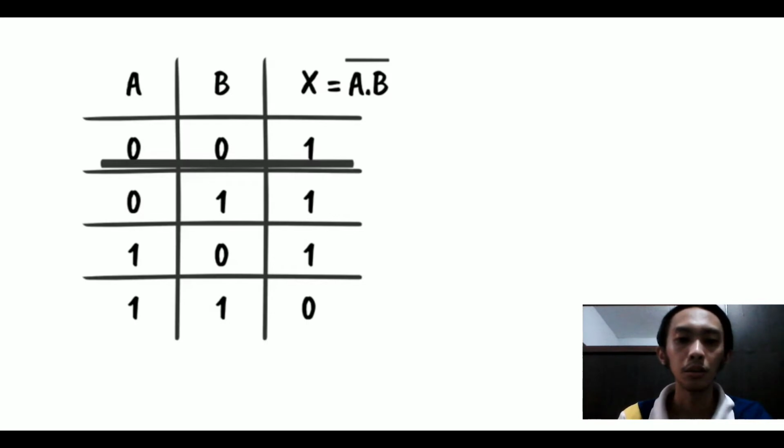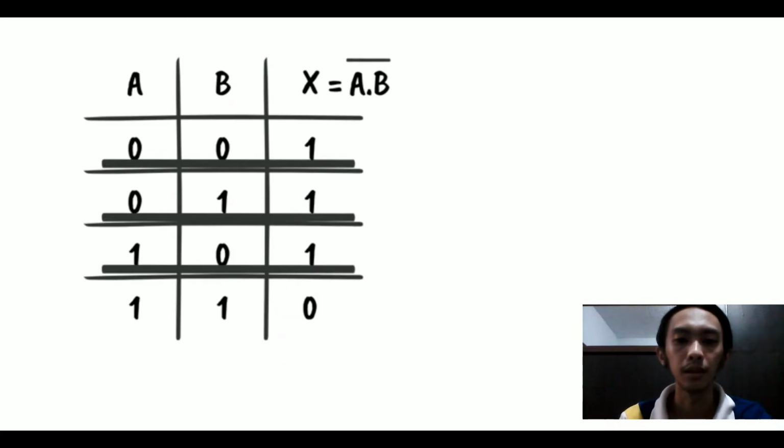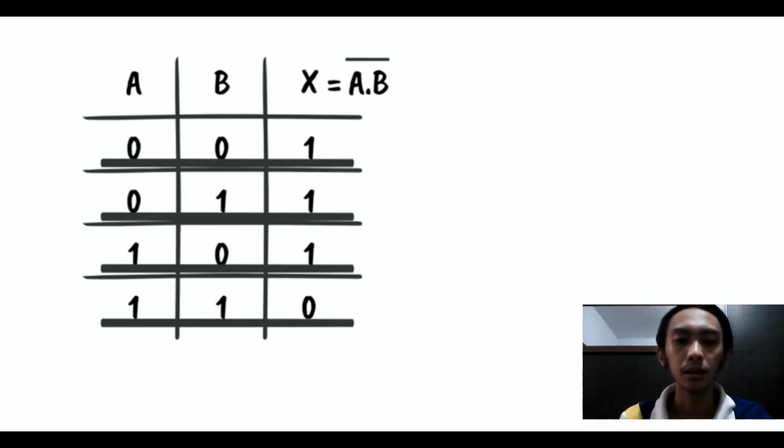The output is the whole bar of A dot B. When A and B are 0, the output is 1. When A is 0 and B is 1, the output is 1. When A is 1 and B is 0, the output is 1. And when both A and B are 1, the output is 0. It's just the reverse of the truth table of an AND gate.